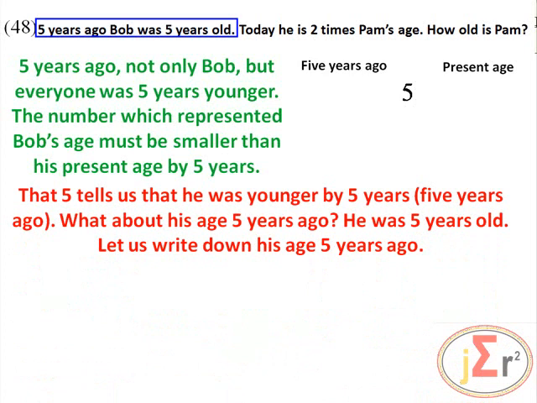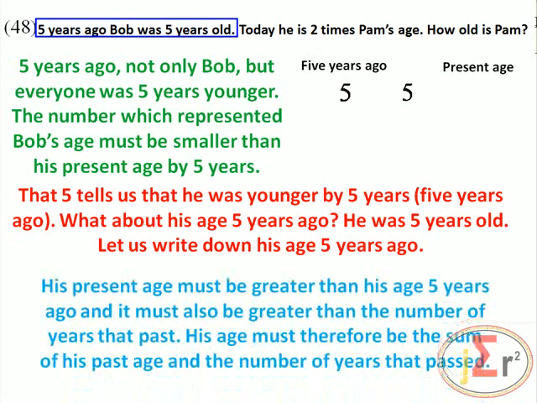When was he younger by 5 years? 5 years ago. What about his age 5 years ago? 5 years ago, he was 5 years old. So let us write down his age 5 years ago. 5 years ago, he was 5 years old. His present age must be greater. That is present age, because 5 years ago, he was 5 years old. So long ago, he was 5 years old.